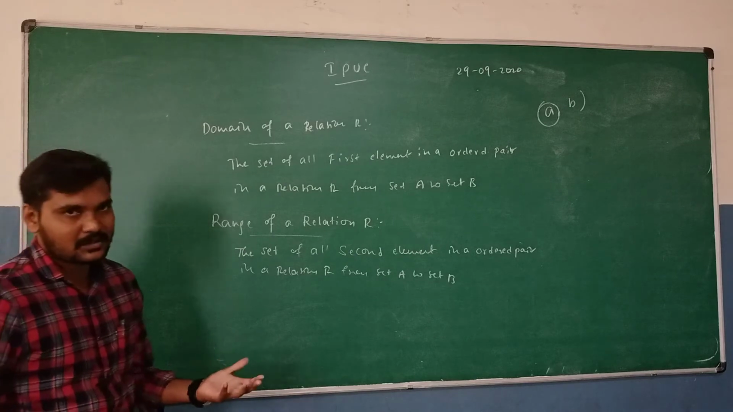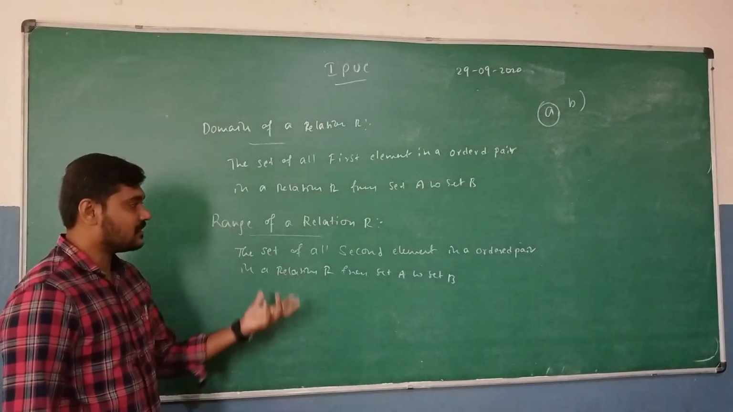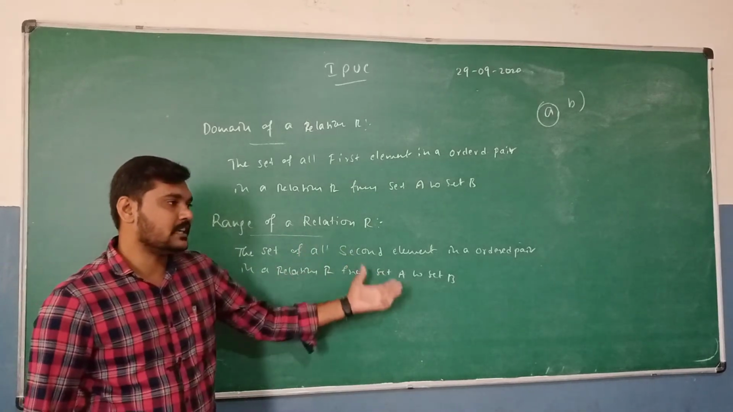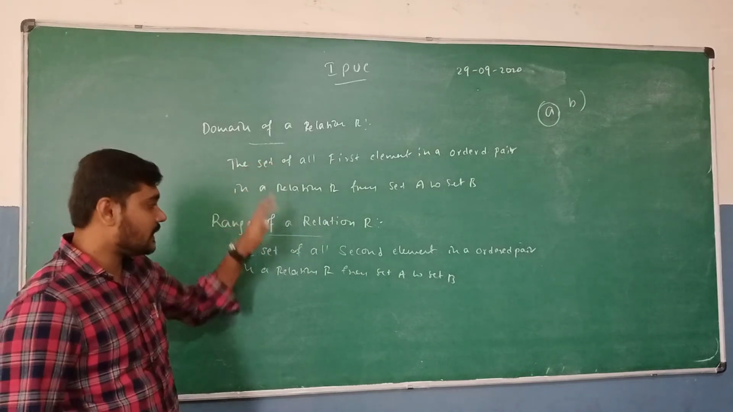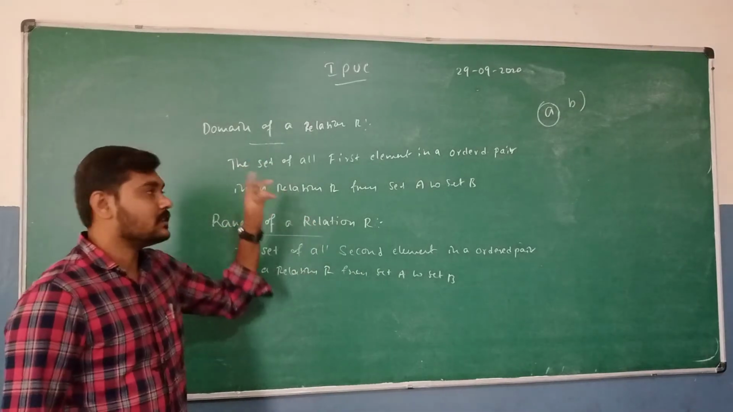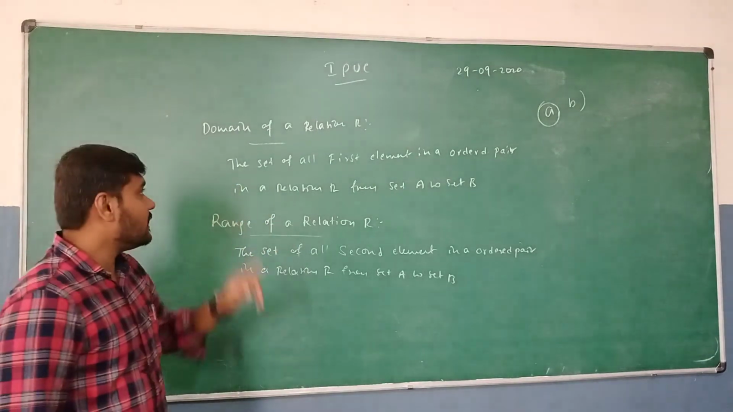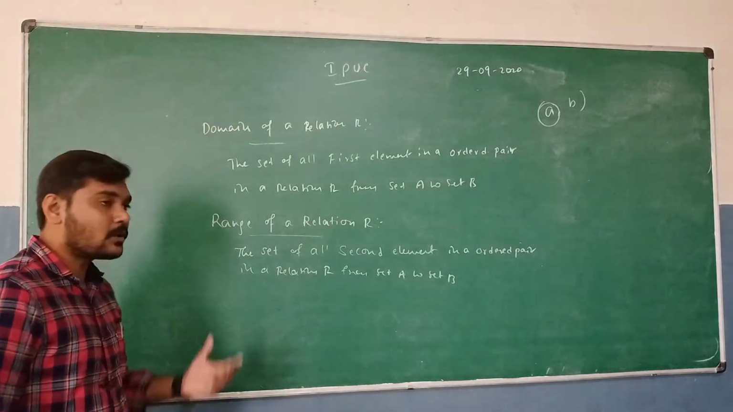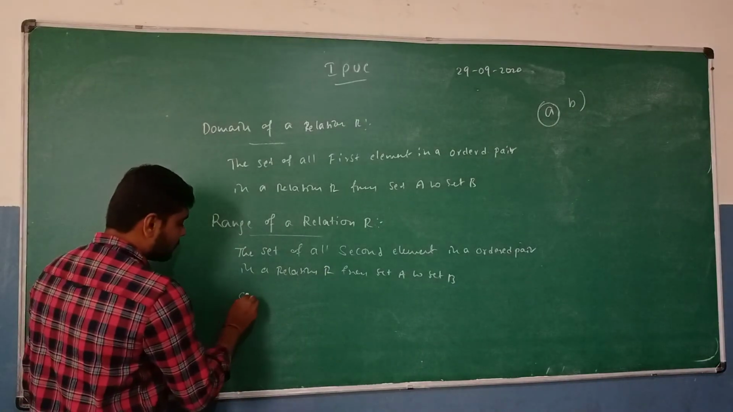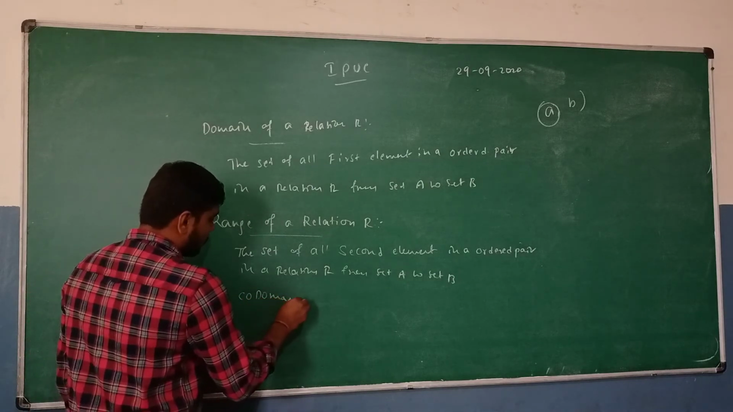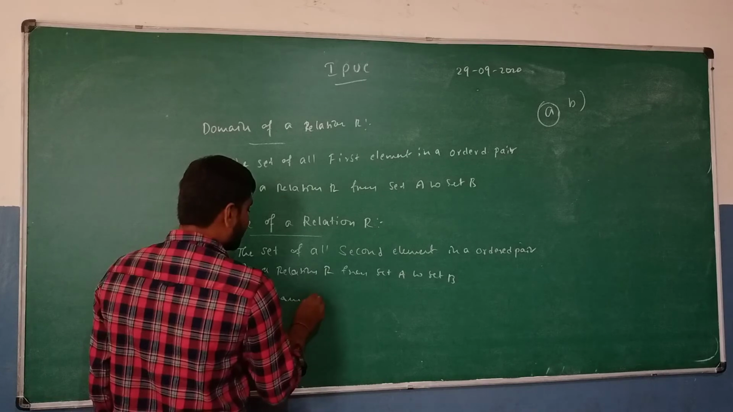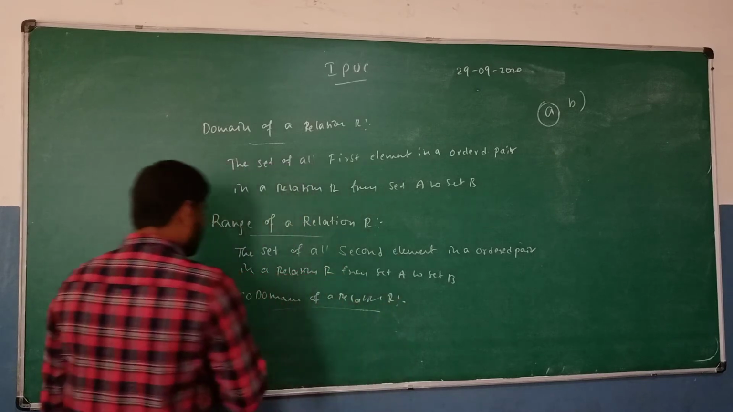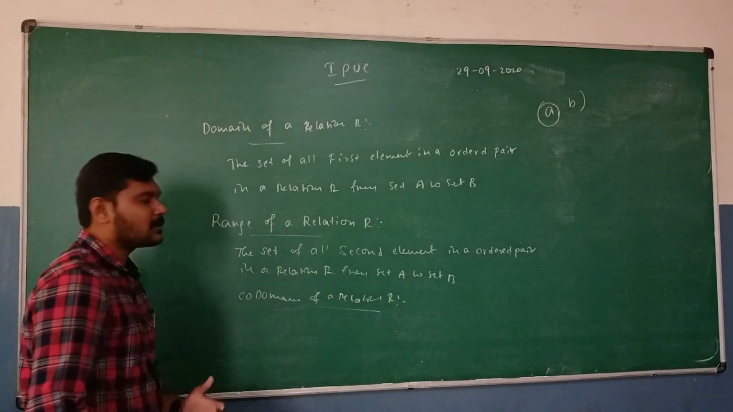When we choose an ordered pair, the second element in that ordered pair is called the range. So in a relation R from set A to set B, the first elements form the domain and the second elements form the range. The first element is the domain of relation R, and the second element is the range of relation R. Then what is going to be the codomain? The complete set B is going to be the codomain of relation R.